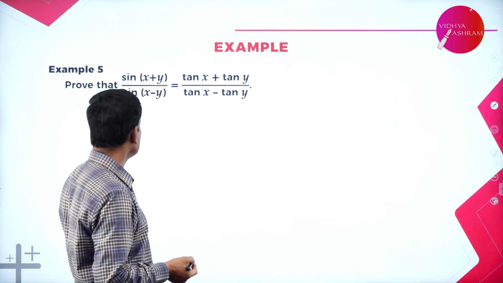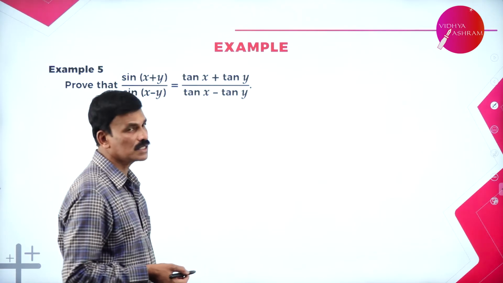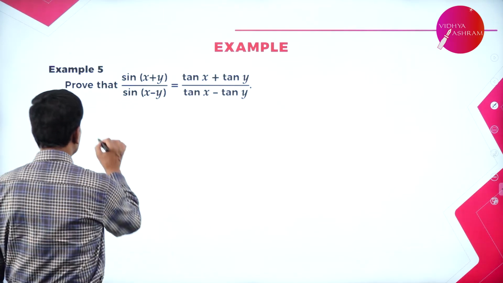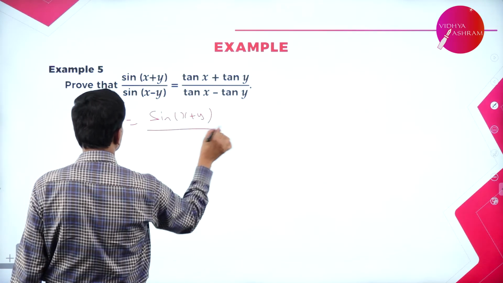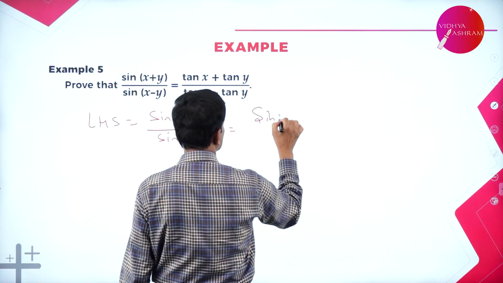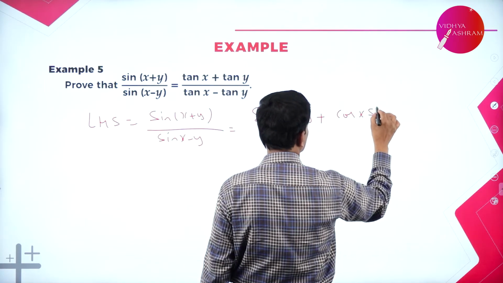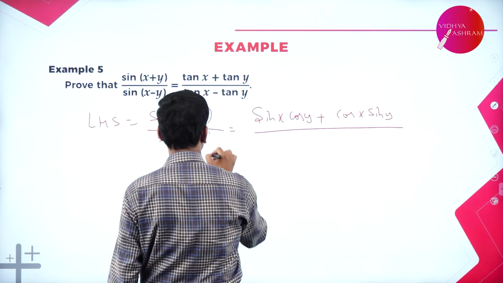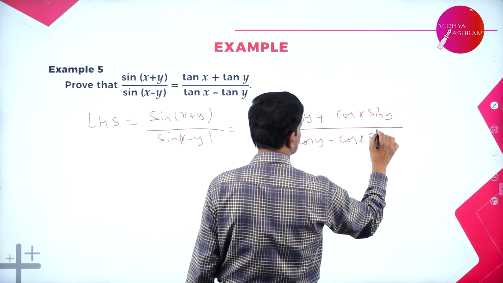Now prove that sin (x plus y) by sin (x minus y) is equal to tan x plus tan y divided by tan x minus tan y. Just convert all the terms in terms of tan. Now let us take LHS. What is LHS? Sin of (x plus y) divided by sin of (x minus y). What is sin (a plus b)? Sin (x plus y) is equal to sin x cos y plus cos x sin y, divided by, in the denominator, sin (x minus y). Sin (x minus y) is sin x cos y minus cos x sin y.